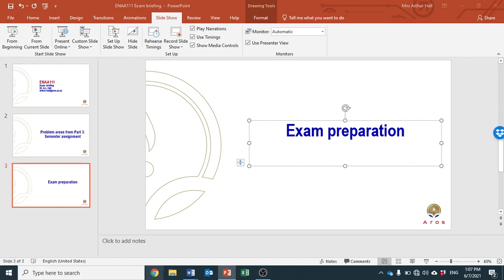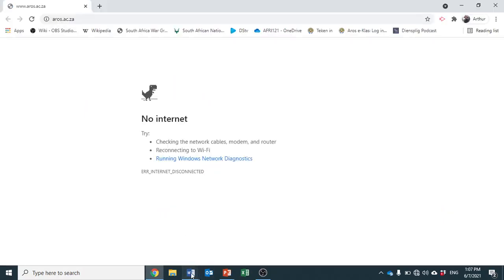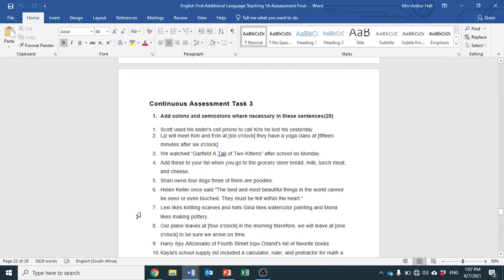I just want to open the document. Okay, the instruction says to add colons and semicolons where necessary in these sentences. Now, what are the prerequisites for using a colon? It must either introduce speech, it must introduce a list where things are listed, and it can be a way of showing or giving an example of something.